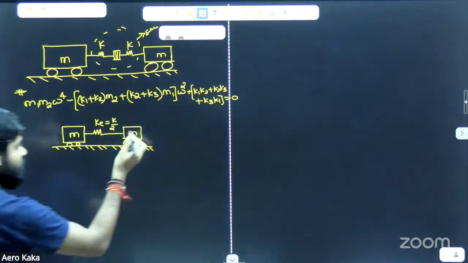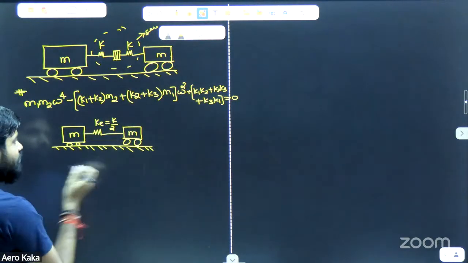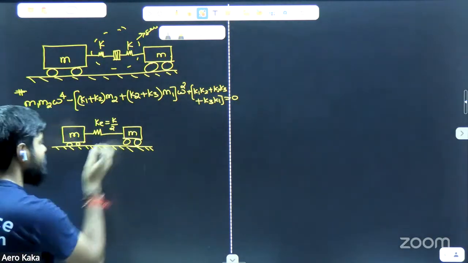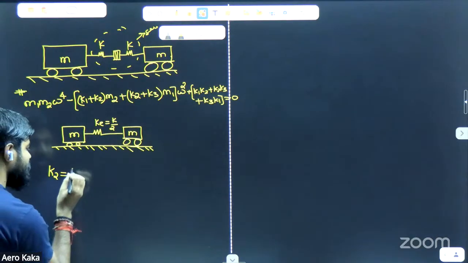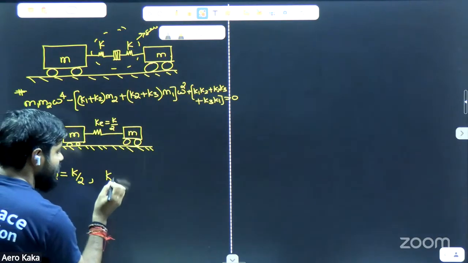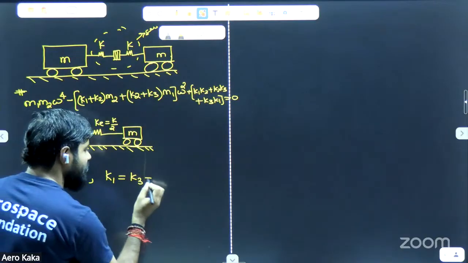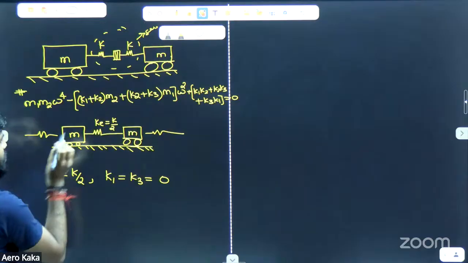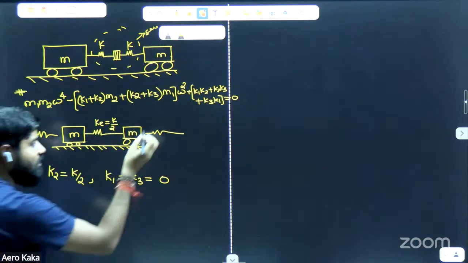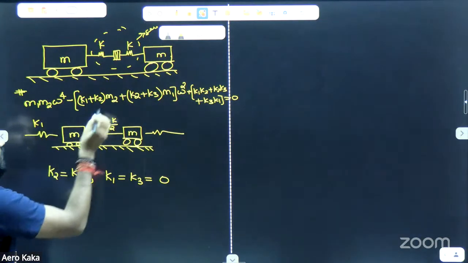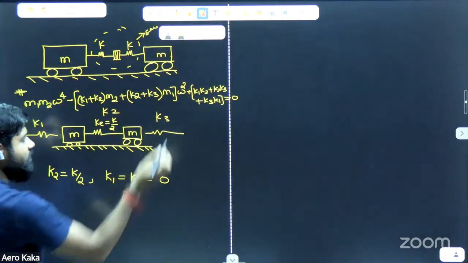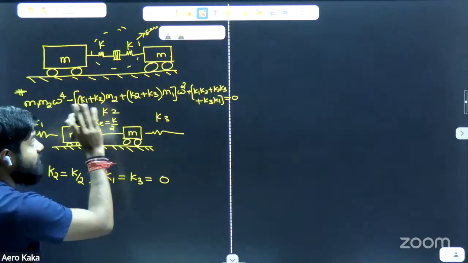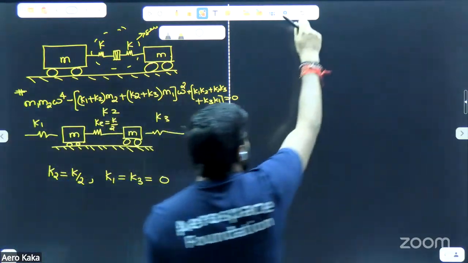Simply. Now, in this case, compare what system we have taken: K1, K2, and K3. So in this case, K2 is K by 2. What about K1 and K3? K1 and K3 in this case are 0. Means there is no spring here. That's how we have considered K1, K2, and K3. So this K3 and K1 both are 0. This is given in the problem. We are not assuming from our side.